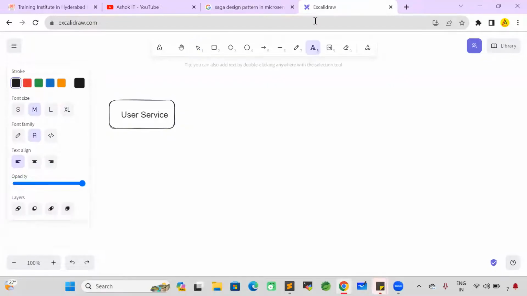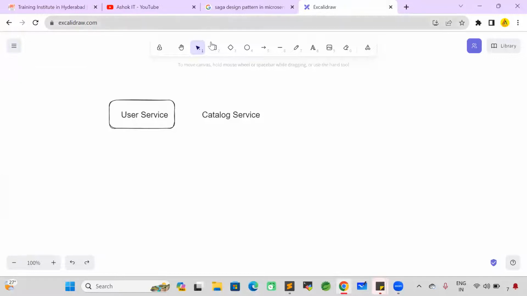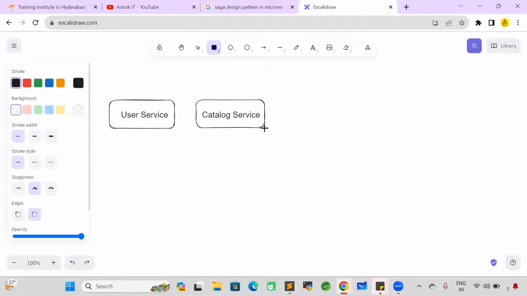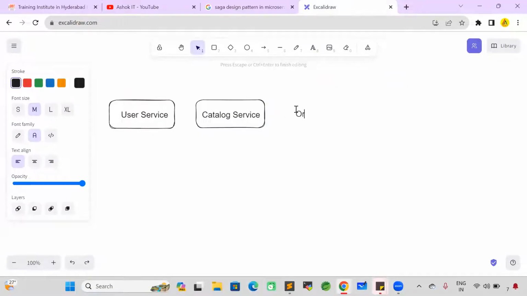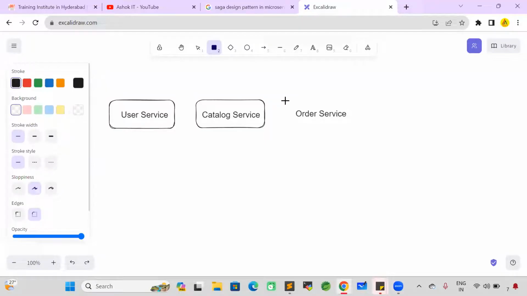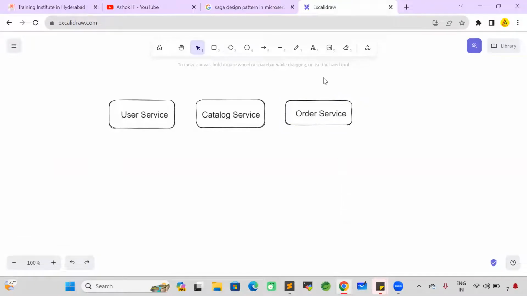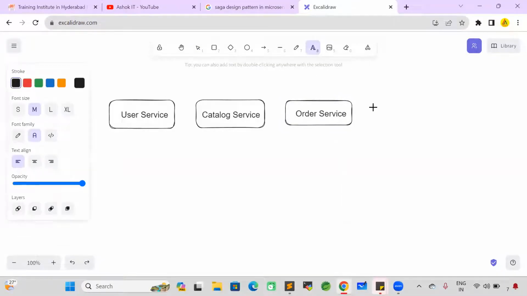Once it is completed, then the user wants to purchase some products. So there will be a products catalog service available, which will display all the products which are available in our application. Then we will have one more service called order service, which will deal with the user orders information. When the user wants to purchase some product, they will place the order. Order service will deal with that.